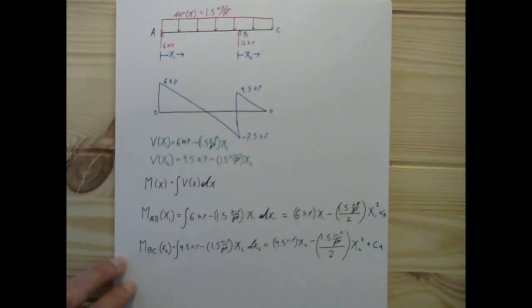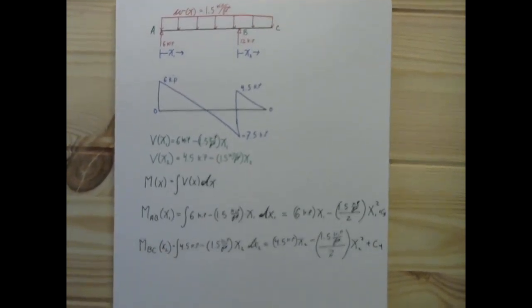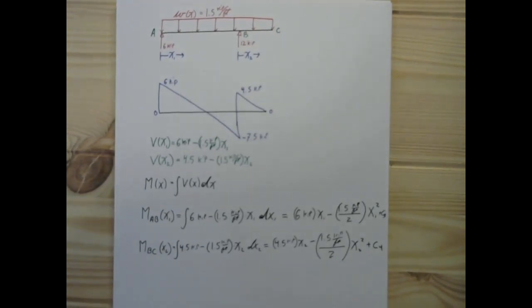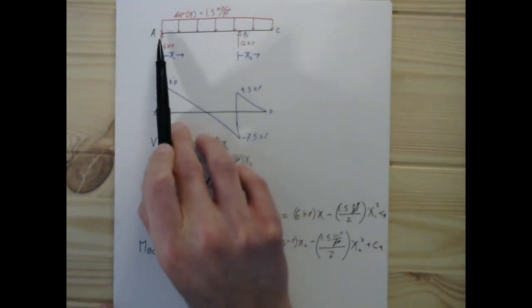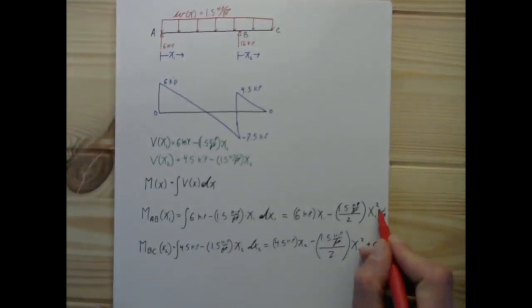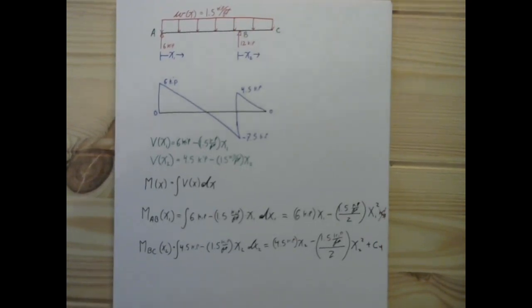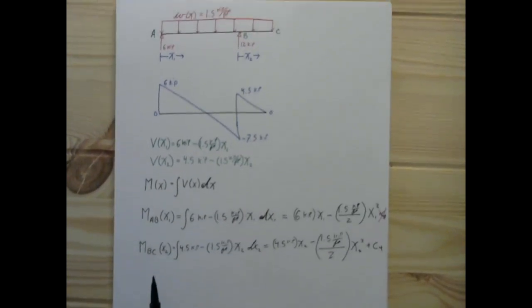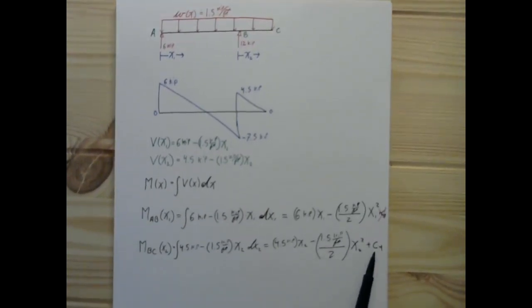Now, to determine what our constants of integration should be, we need to look at the boundary conditions of our beam. At A, we know that we can't have any moment because that's a pinned end. So if we put 0 in for x1, we need to get 0. That right away tells us that C3 has to be 0. And then we have C4 finally.